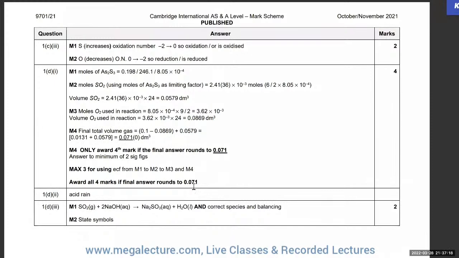So he's saying if the final answer rounds to this thing, this one is given. Why are we not getting 711? Try and make sure of that, but anyways, you'll still get the mark. Then only the fourth mark if the final answer rounds to this thing. And the minimum he's accepting is 2 significant figures.